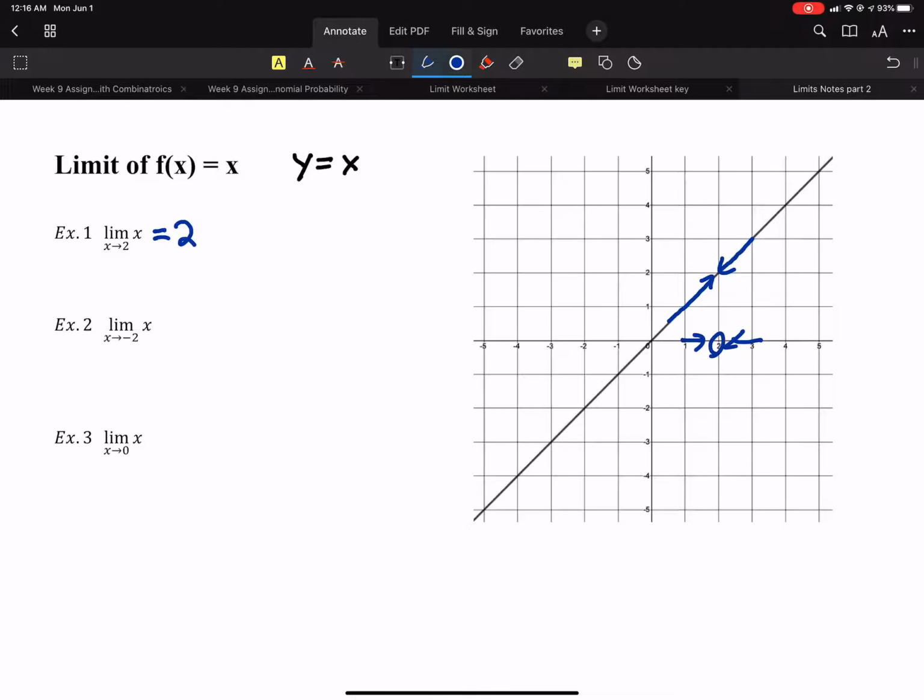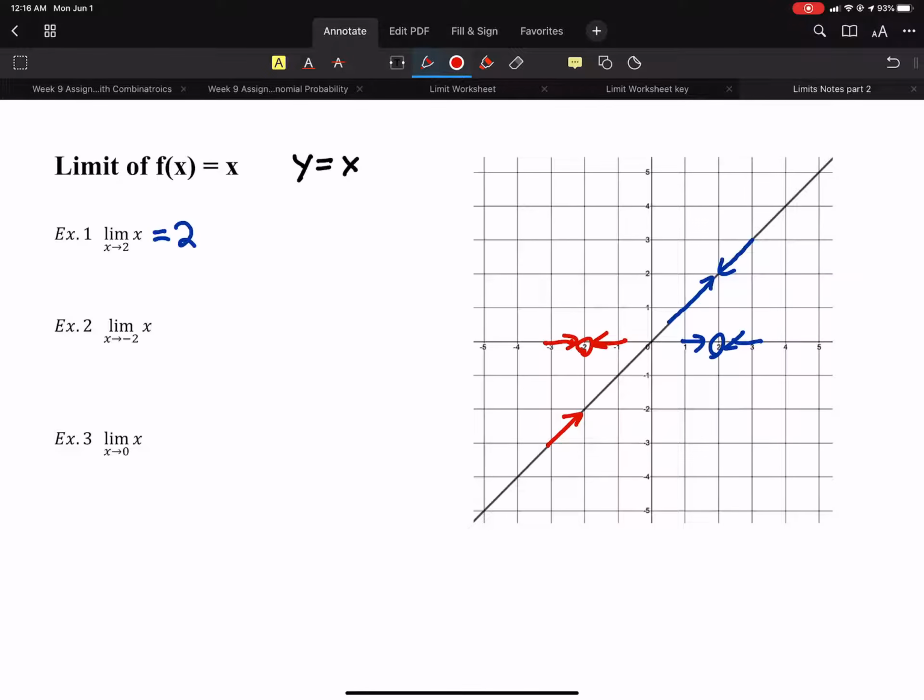Now let's look at -2. There's -2. I'm going to approach from both sides. If I approach from the left, what does the y value get close to? -2. As I approach from the right, what does the y value get really close to? -2. So clearly this limit is -2. This should be making sense. Since y equals x, whatever x gets close to, y is going to get close to.